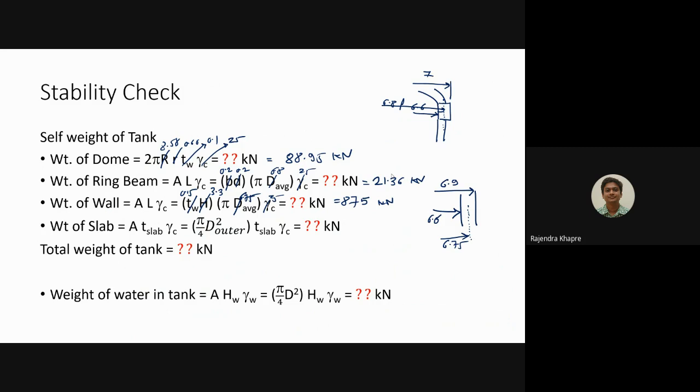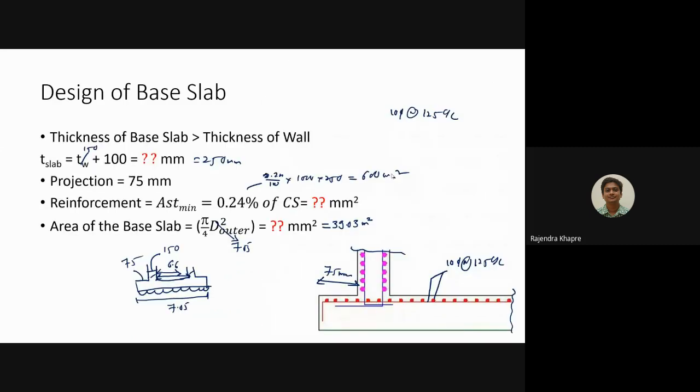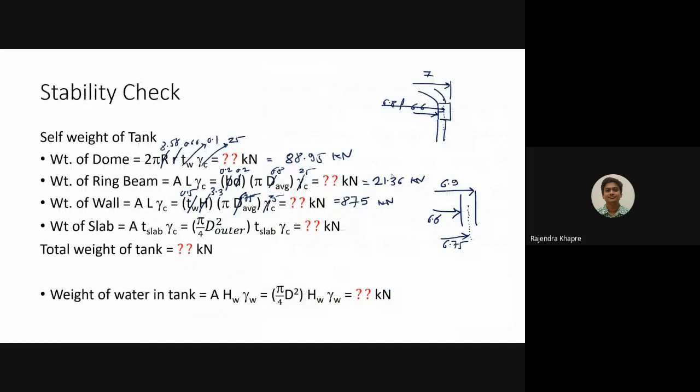Okay, so weight of the base slab, you can calculate area into thickness of the slab into the density of the concrete. So we have already calculated the outer diameter. Okay, so outer diameter is 7.05, isn't it? So here all we have to do is this value is 7.05, thickness is 0.25, density is 25. How much is this?